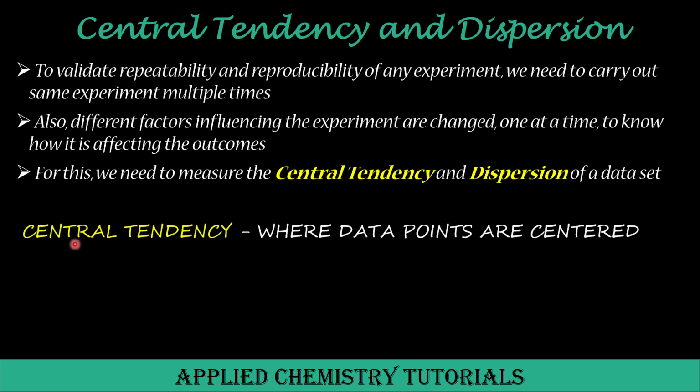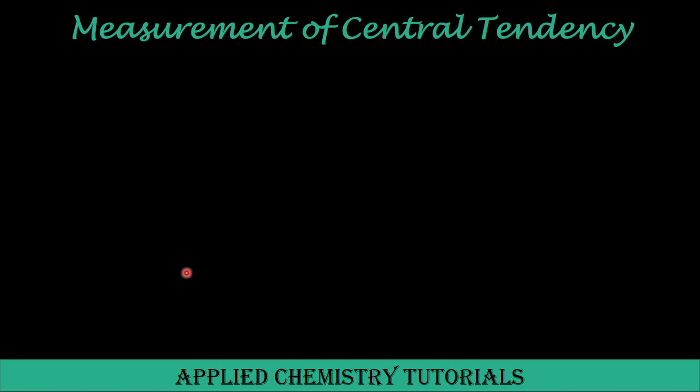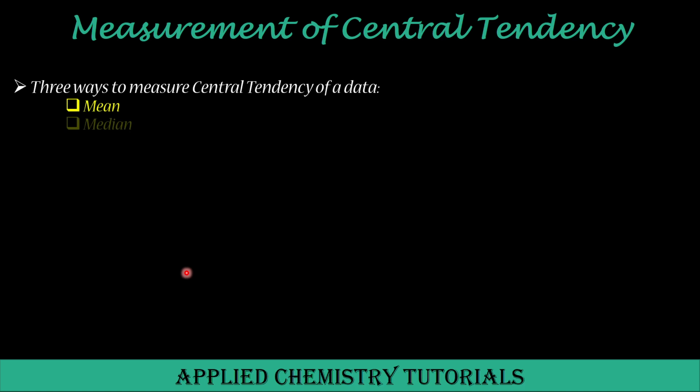So, what is central tendency? Central tendency is nothing but where the data points are centered in a given data set, and dispersion is how these data are scattered from the central tendency. Measurement of central tendency can be carried out in three ways: mean, median, and mode.